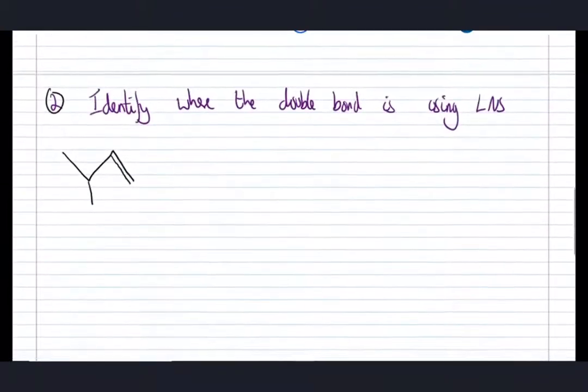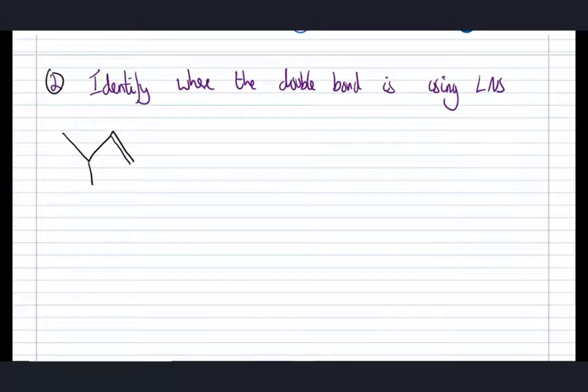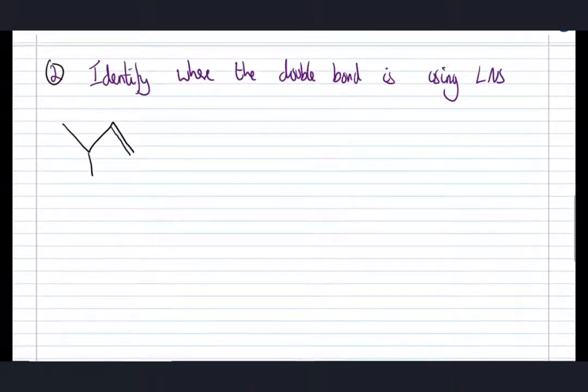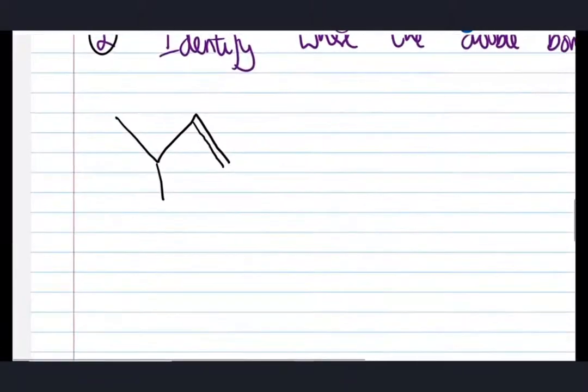Now we need to identify where the double bond is using the lowest numbering system, because the double bond could occur here, here, or here. So we need to let people know where the double bond occurs because we are naming them using their IUPAC rules. So if we told this name to anyone, they'd be able to construct the molecule themselves only by knowing the name. So let's have a look and pop our numbers on.